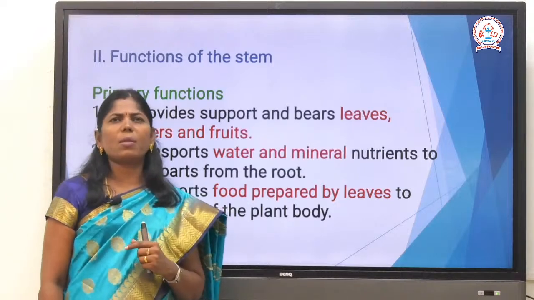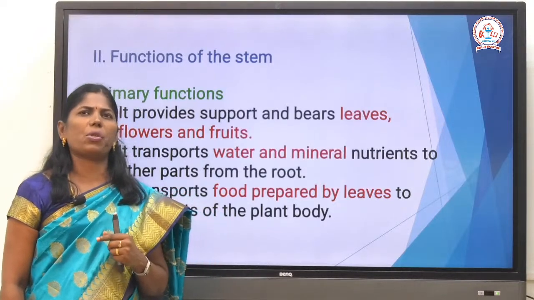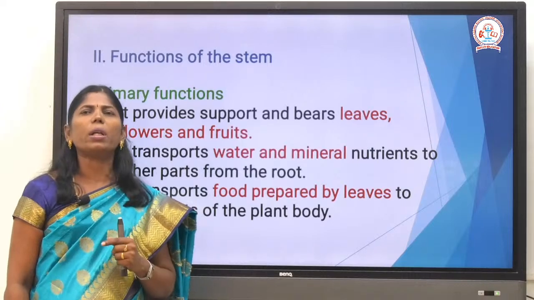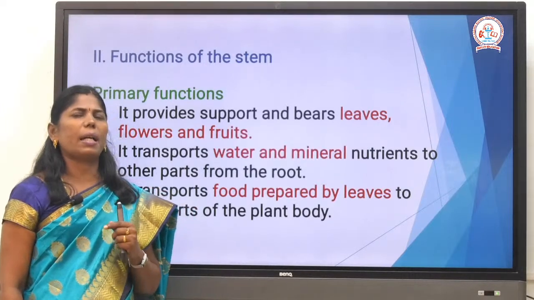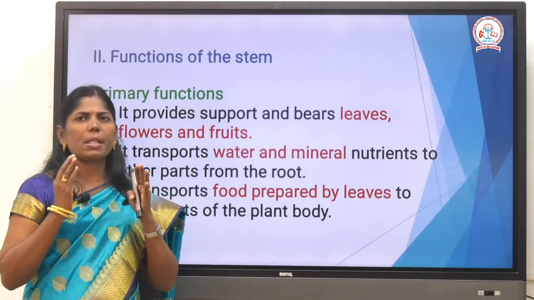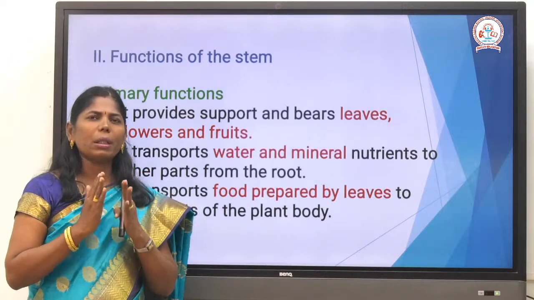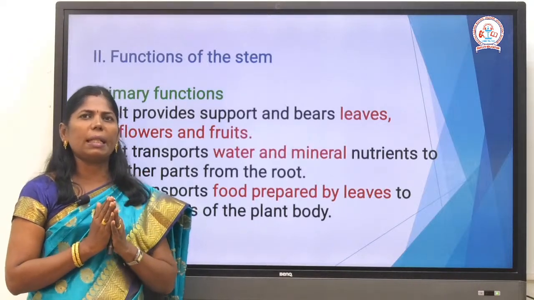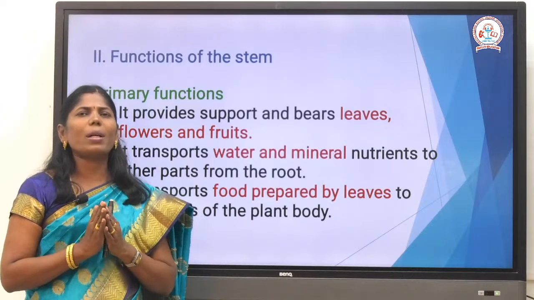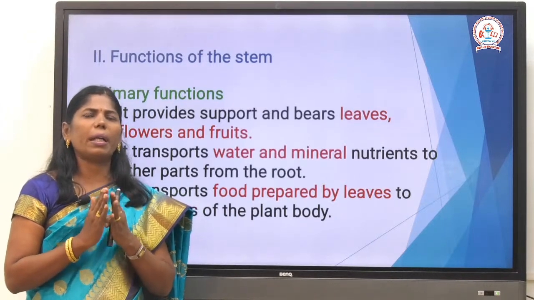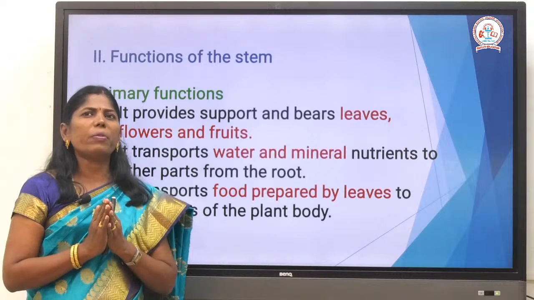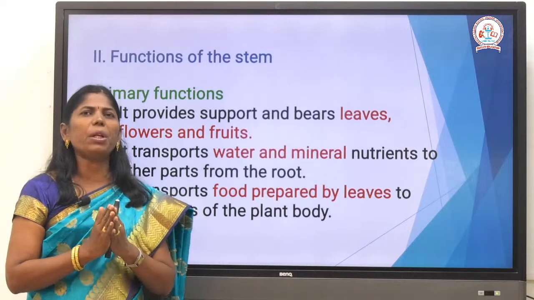Next, the functions of the stem. So what are the main functions? The primary functions are that it provides support and bears leaves and flowers and fruits. Okay, the main thing is that it gives support to the plant body. So what are the plant parts present on the stem? That is the leaves, flowers and fruits. So what is the main function? They have to conduct the water and minerals to various parts of the plant body from the root.